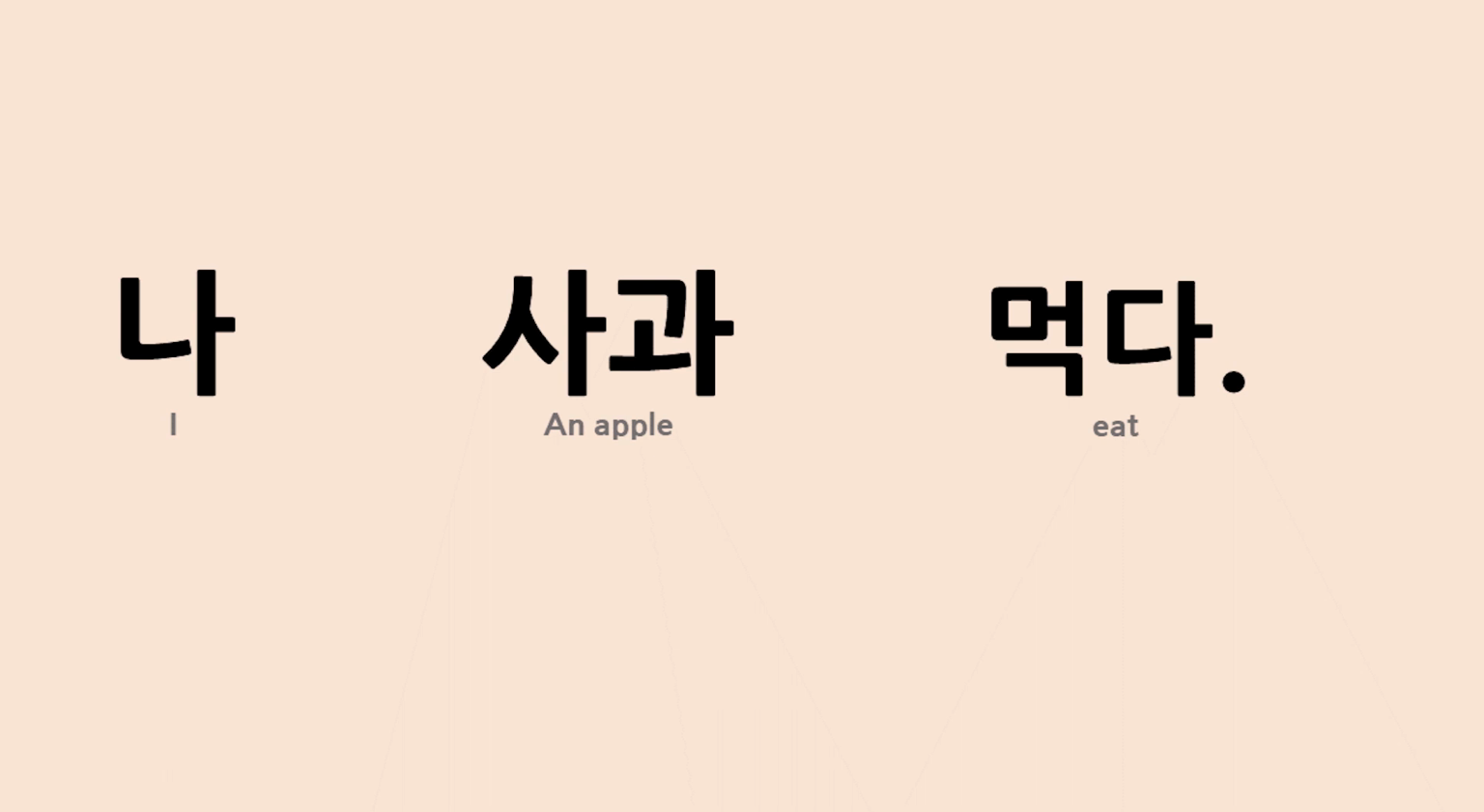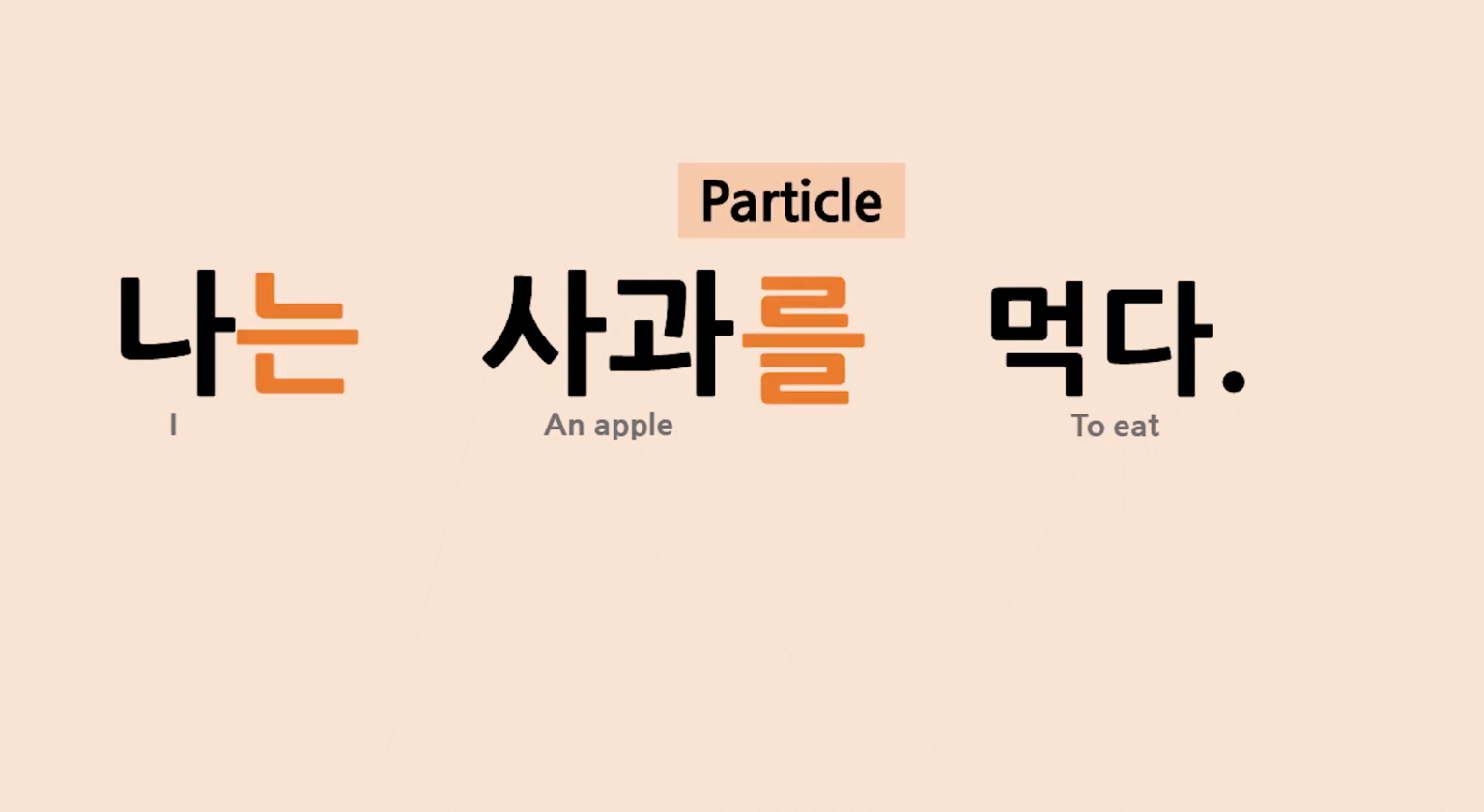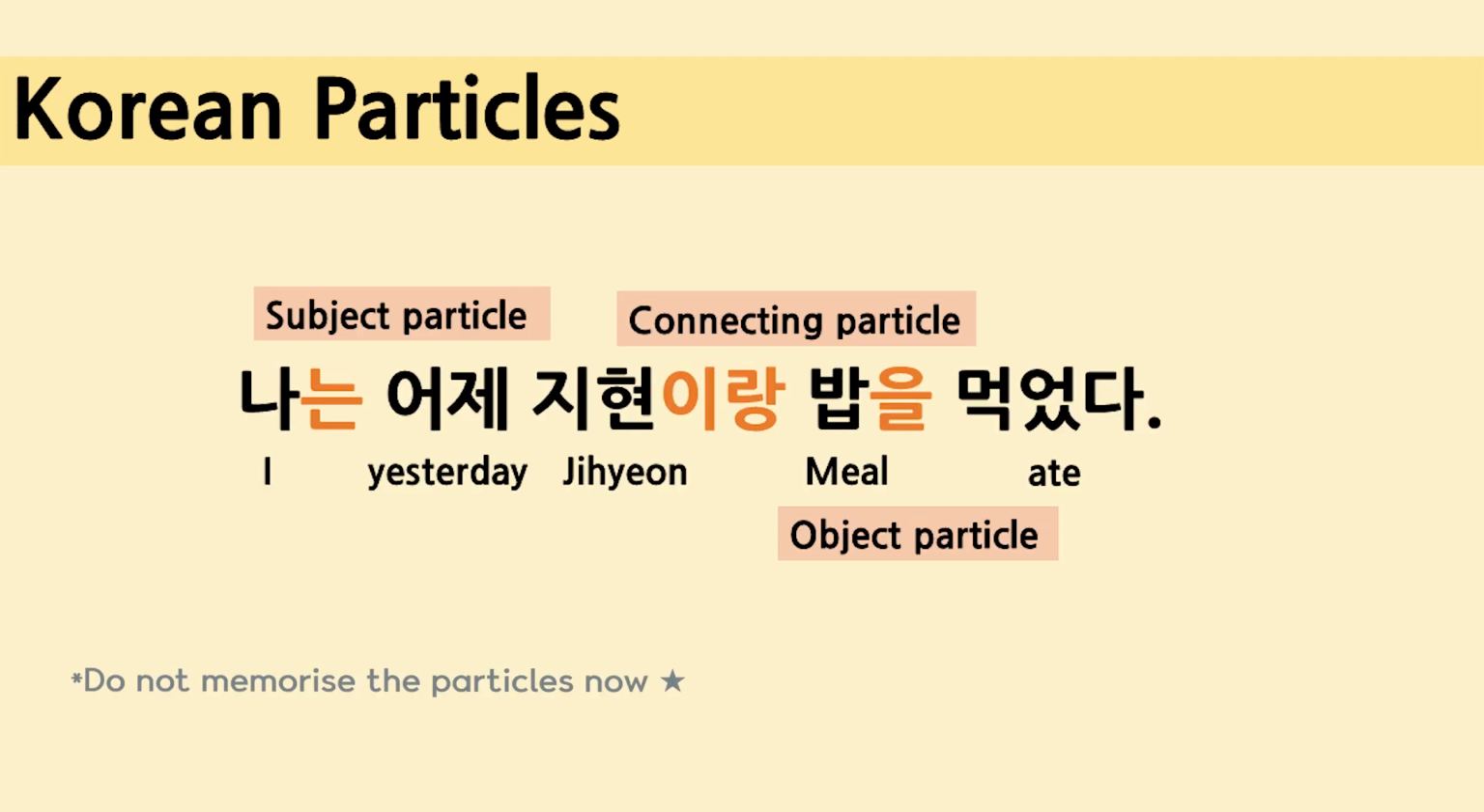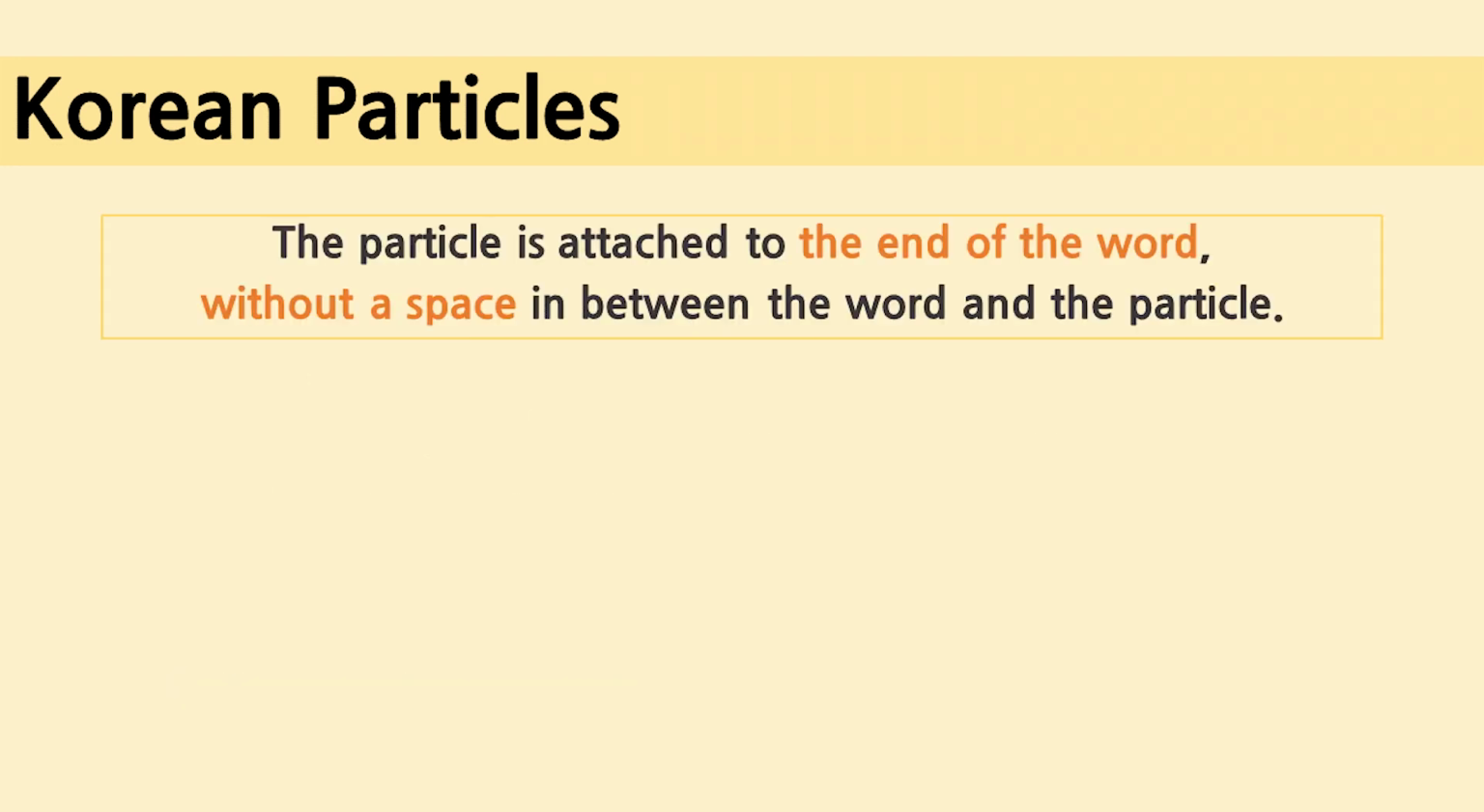And we should put something else after this noun, and we call this particles. Particles are something like a name tag. These particles help to connect the words by making it more natural, and by adding them, the words can be identified as either subject, object, or adverbials of the sentence. And please remember that there is no space in between the word and the particle.